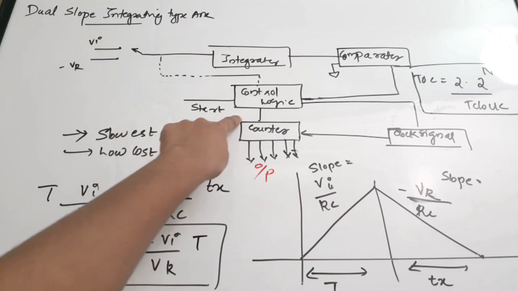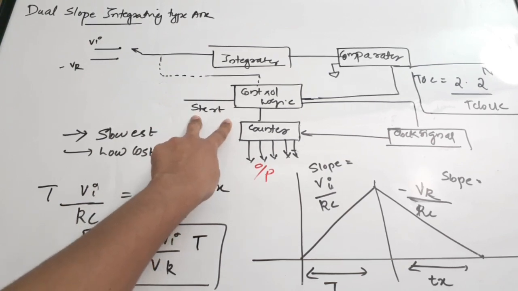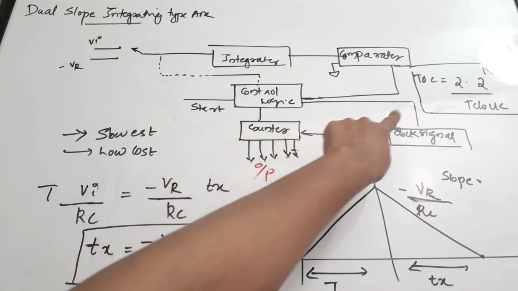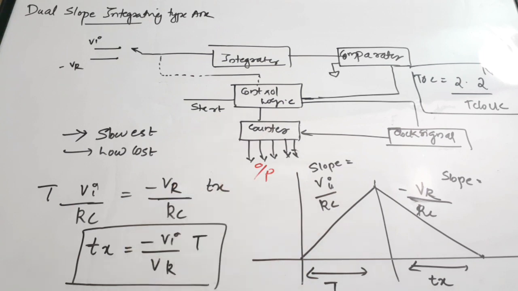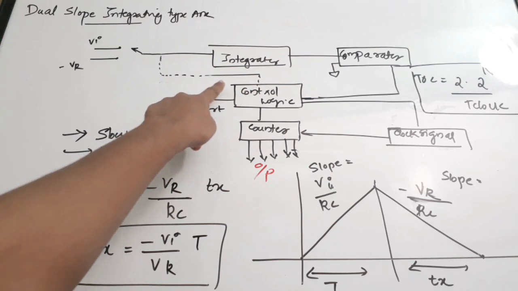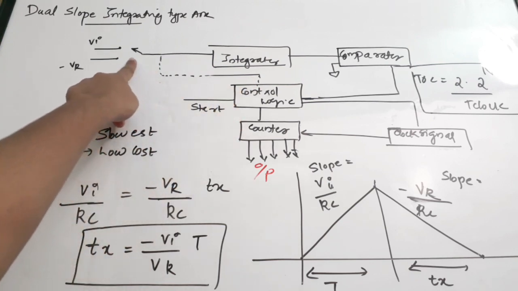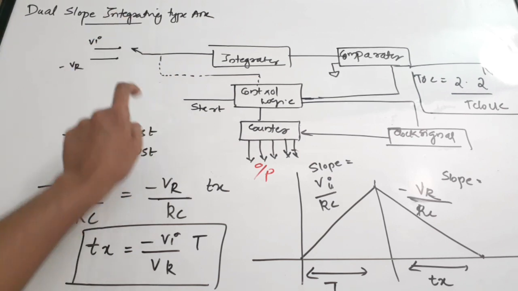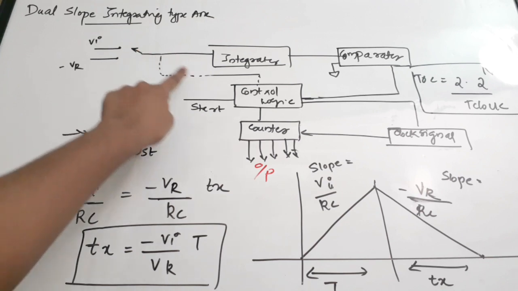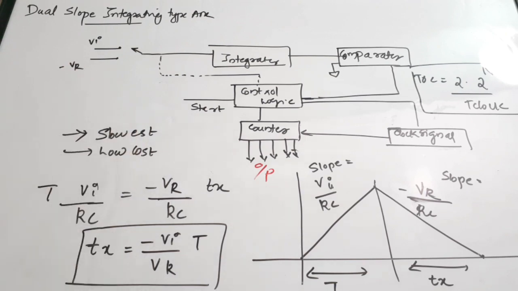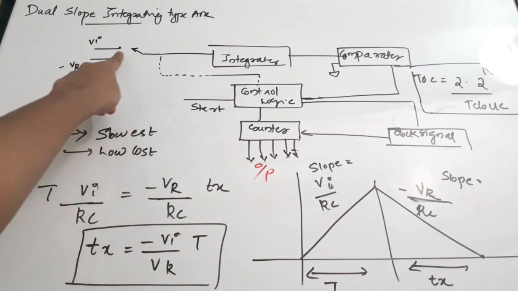Everything starts with the control logic. When a start signal is received, the control logic will reset the counter and enable the clock signal generator, just like in the previous cases also. And here there is one more duty. You can see there is a switch here. It needs to connect this switch to the input voltage terminal Vi. So there is a Vi and a minus Vr. So the control logic on receiving the start signal connects the switch to Vi. Okay. And it will start its conversion.